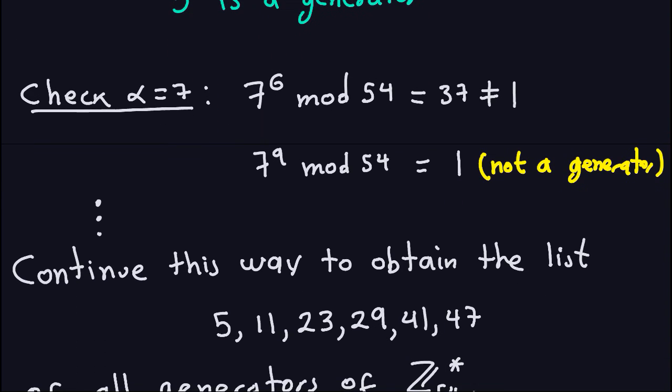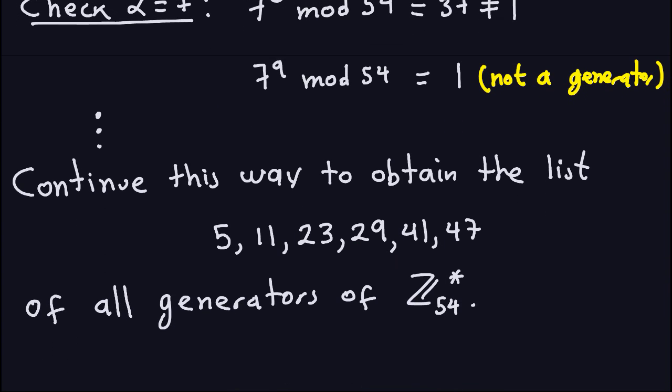Of course, I'm not going to do this in the video. What I'm going to tell you is the answer. If you continue like this, checking one by one, you will obtain the list of generators, which are 5, 11, 23, 29, 41, and 47. This will be all the generators of Z54 star. So these are all the generators of this group. This group is cyclic. It has more than one generator, and 5 is one of them. So I actually have here 6 generators of this group. Basically what we are doing is applying the criterion to check which elements of Z54 star are generators.